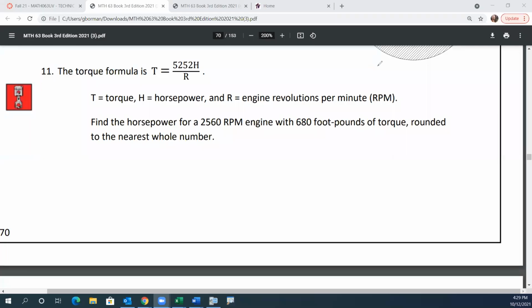All righty, let's look at number 11. We got torque and horsepower and RPMs. So find the horsepower, find the H. That's what we're solving for. If we got 680 foot-pounds of torque, because the units are foot-pounds, that means you've got to multiply feet by pounds in order to get your torque. And then we got the H, and then the RPMs was 2560. So I plug everything in right where it goes.